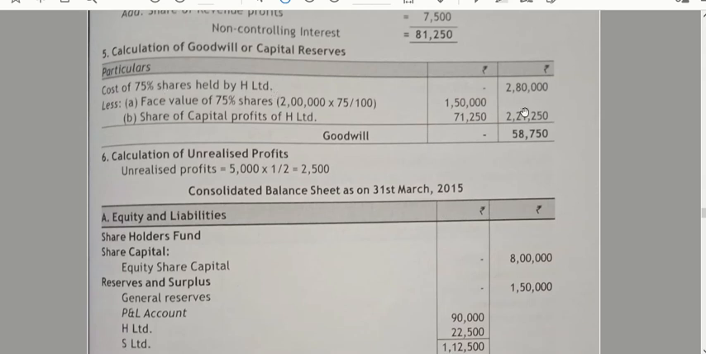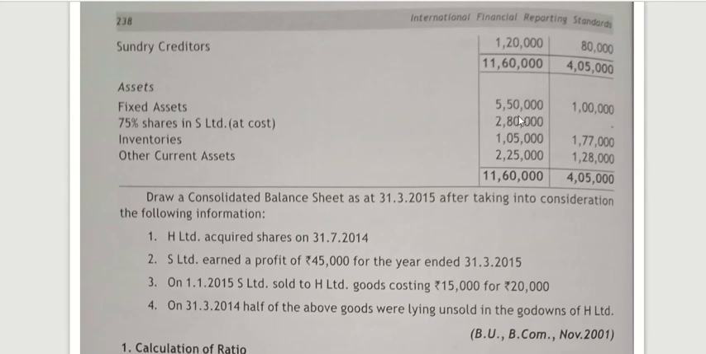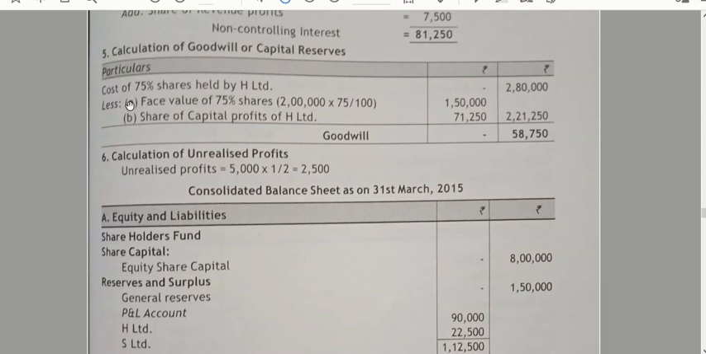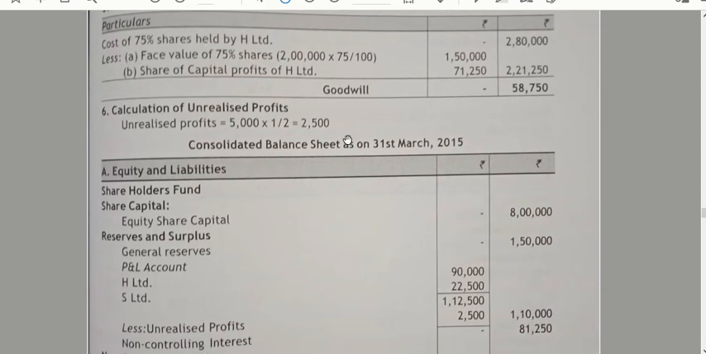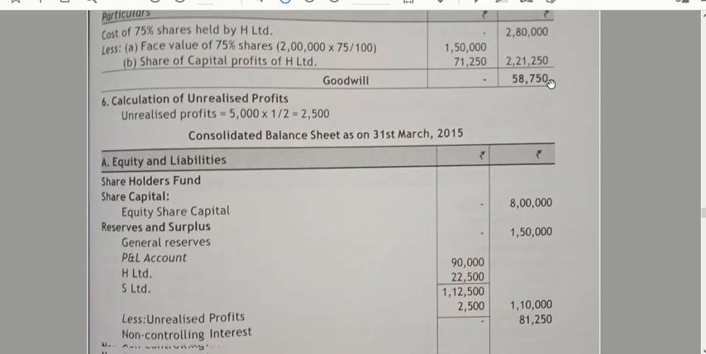Moving on to your calculation of capital or goodwill reserve. Cost of 75% of shares held by H Limited, which is 2,82,000, which they have given in the question, 75% shares in S Limited. Less face value of 75% shares, 2 lakh into 75 by 100, 1,50,000. Share of capital profits of H Limited, 71,250. Total you get 2,21,250. So 2,82,000 minus 2,21,250 is nothing but 58,750. It's a positive figure, so you consider it to be your goodwill.